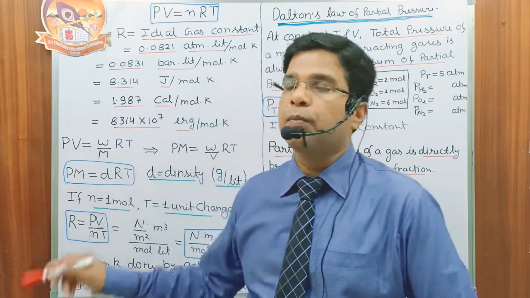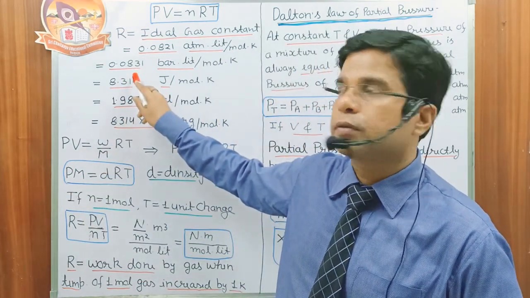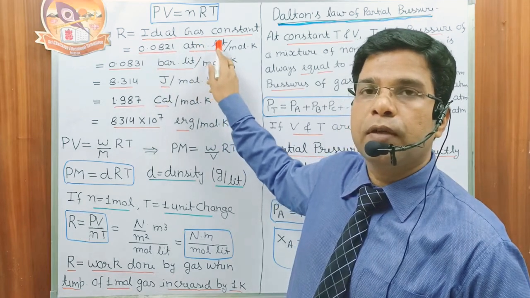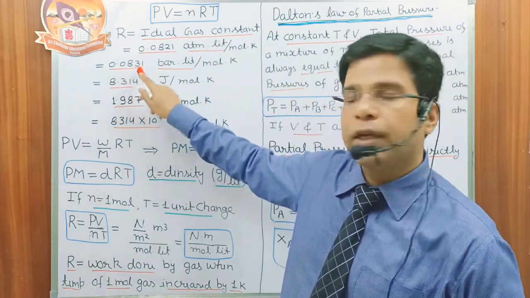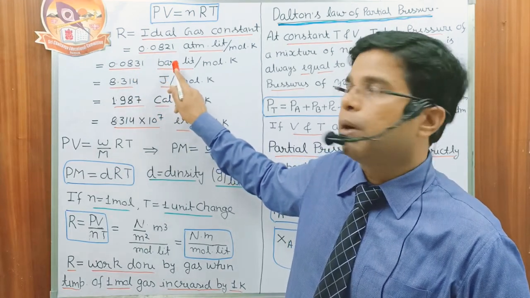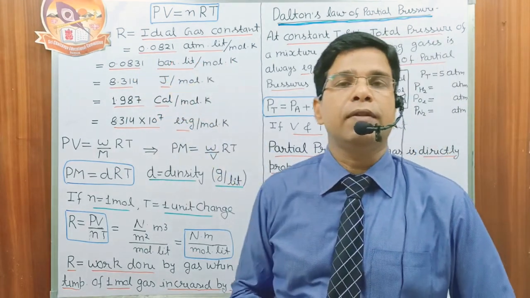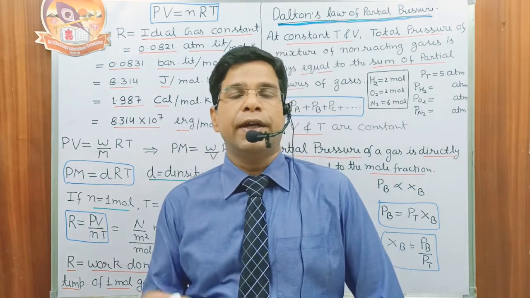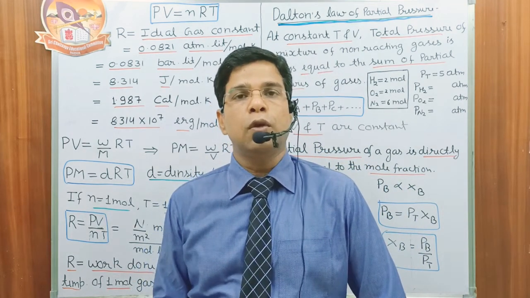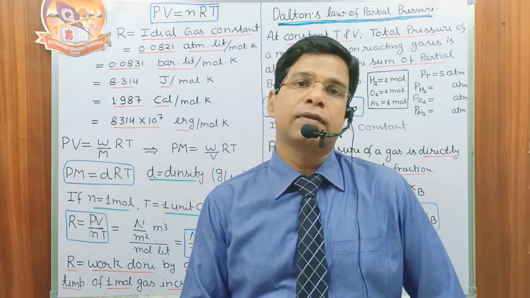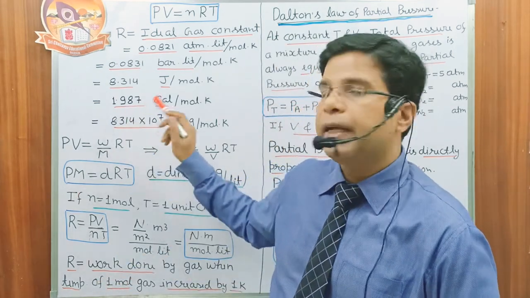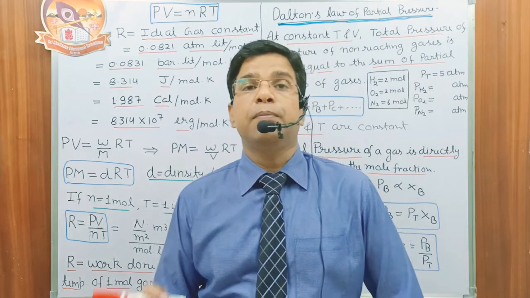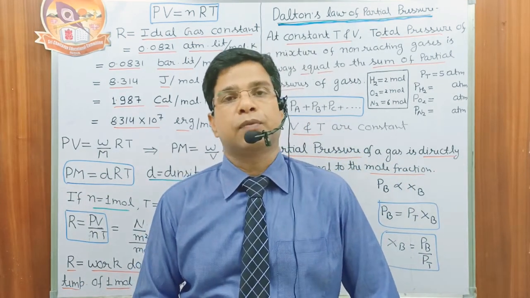First value is 0.0821 atmosphere liter per mole per Kelvin. Second value is 0.0831 bar liter per mole per Kelvin. Next value is 8.31 joule per mole per Kelvin. Next value in calorie is 1.987 calorie per mole per Kelvin.